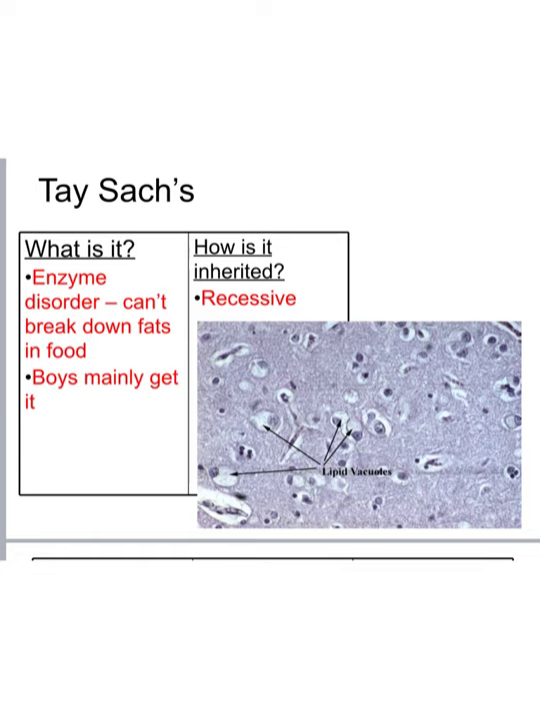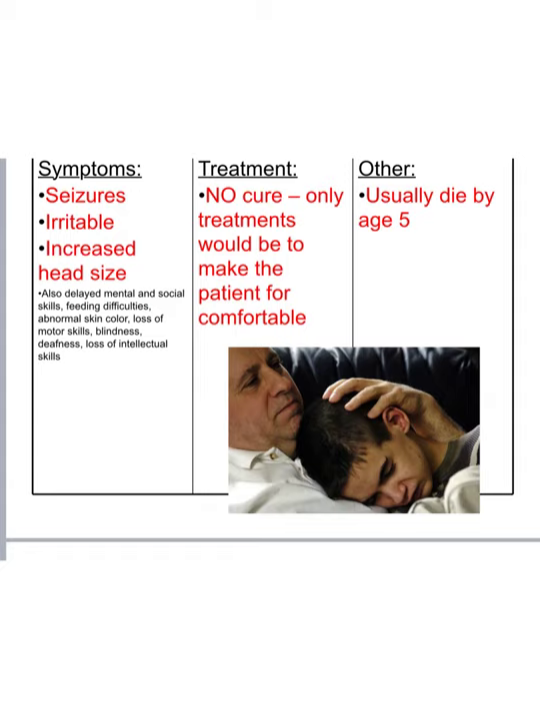Even though it's not sex-linked, it is just a recessive genetic disorder, like little t. Boys mainly get it. 3 main symptoms: seizures, they're very irritable, they have a bigger head. Also, you don't have to write the minor symptoms. They have delayed mental and social skills. They have feeding difficulties. They have an abnormal skin color, loss of motor skills, they will eventually go blind and deaf, and they just lose all intellectual skills.